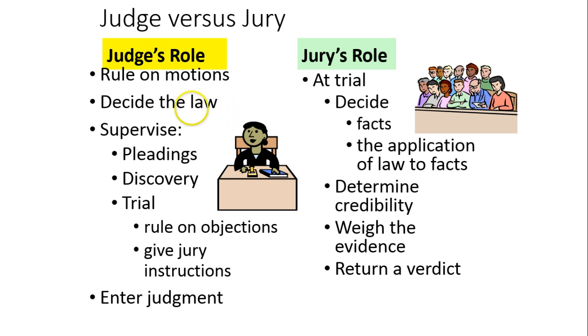They decide legal questions. They supervise the pleadings process and discovery. They also supervise trial by ruling on objections and giving the jury their instructions. And ultimately, they enter the judgment at the end of trial or on a motion should they choose to grant it. They also can wear the hat of the trier of fact, and so there are times when a judge has to play two different roles.